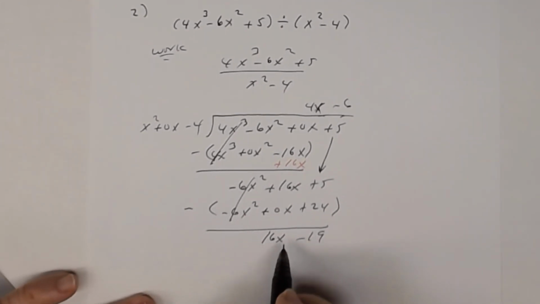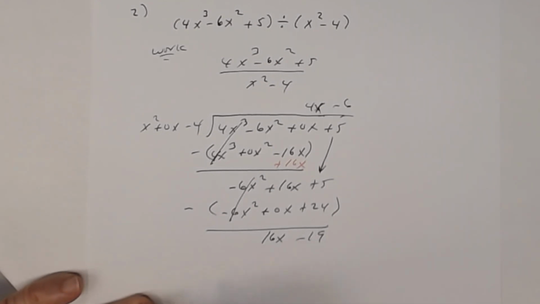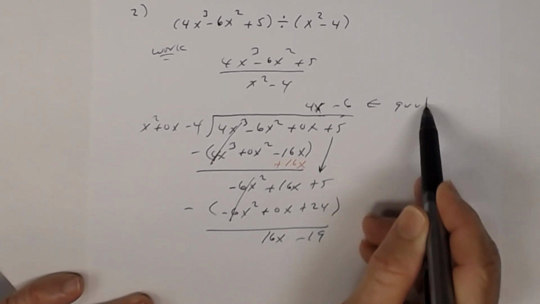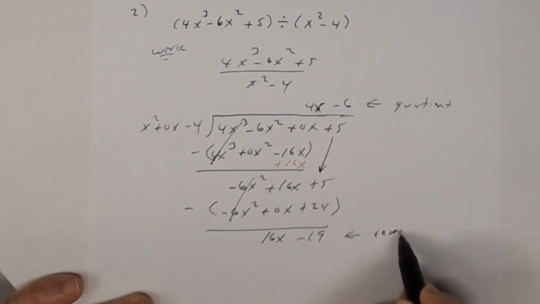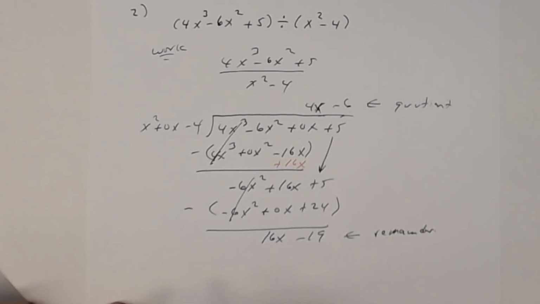All right. Now notice the degree here is 1. The degree here is 2. You're done. That is your remainder. All right. So that's your quotient. And now this is your remainder. Notice the work. This is the work you have to show.